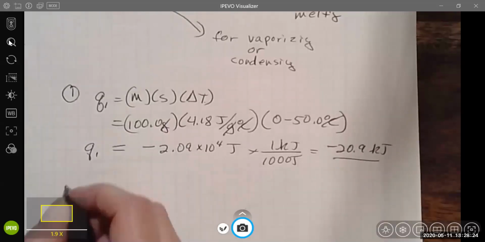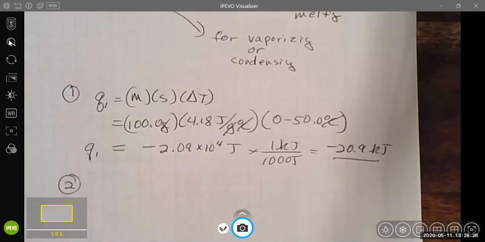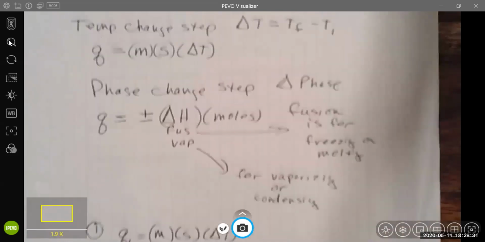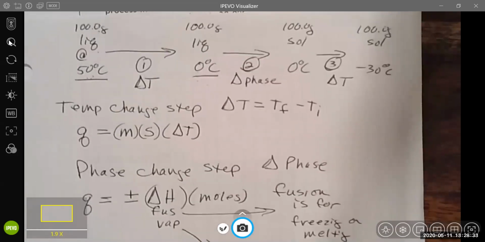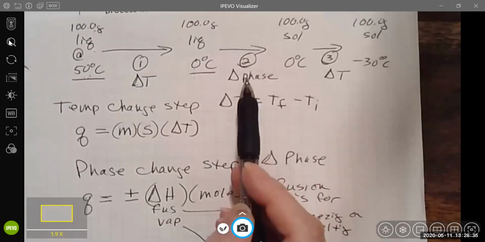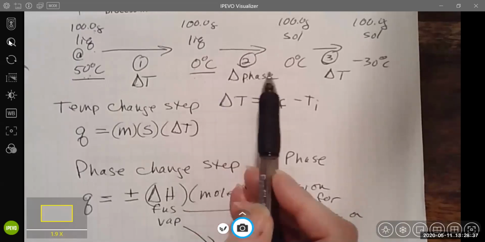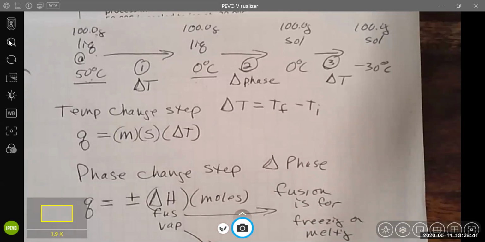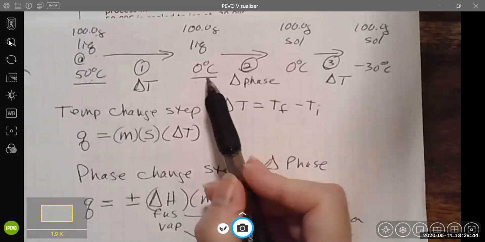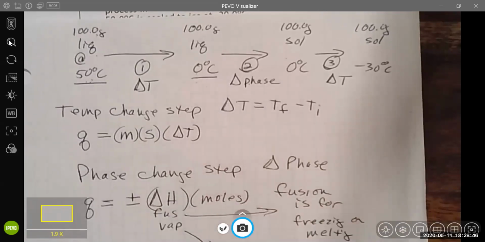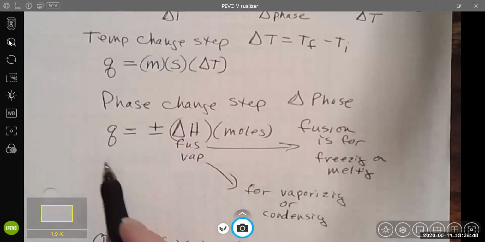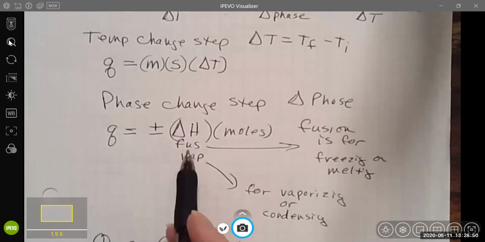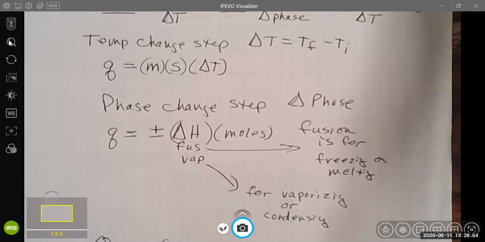Okay, step 2. Step 2 is a phase change. There is no change in temperature, there's no delta T, so we're going to do the phase change one. And this phase change is the liquid to the solid. So we're going to use this equation here. Since it's liquid to solid, we don't have to worry about vaporization. We're going to use the delta H of fusion. So let's copy that equation down.